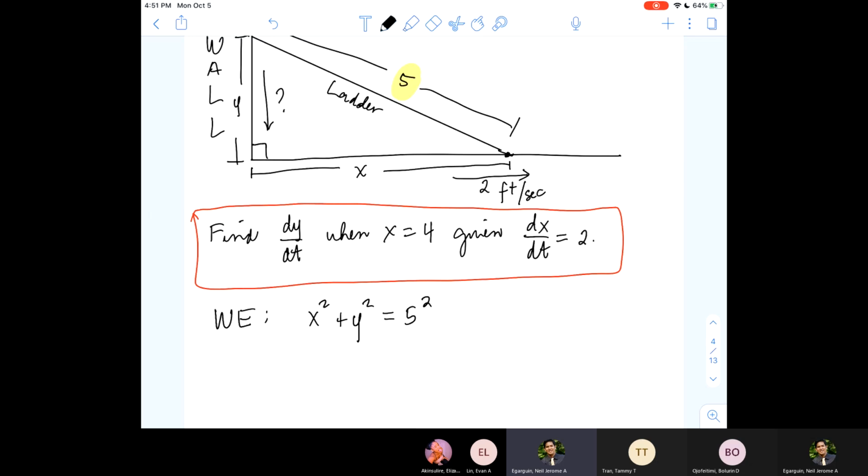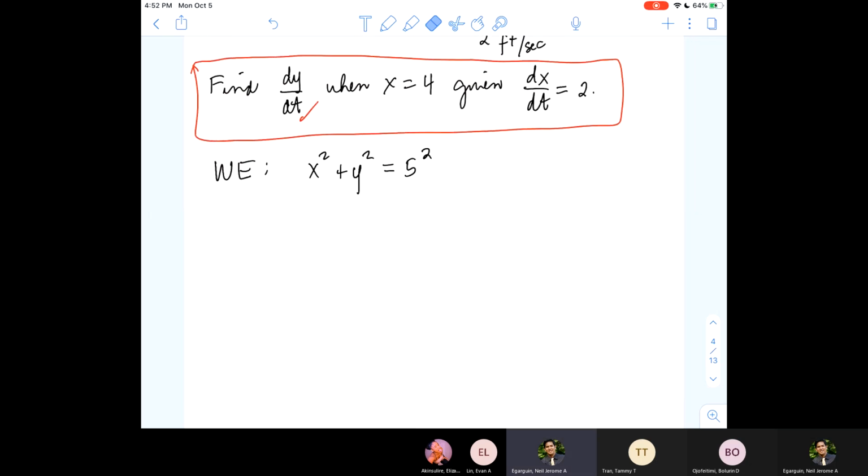But if we differentiate the left-hand side, here we will have a dx over dt, which is fine. We know its value. If we differentiate the second term, we'll have a dy over dt, which is also fine because we're looking for dy over dt. So it seems that the derivatives of all the variables involved in the working equation are useful for us. So that means this is the appropriate form of the working equation.